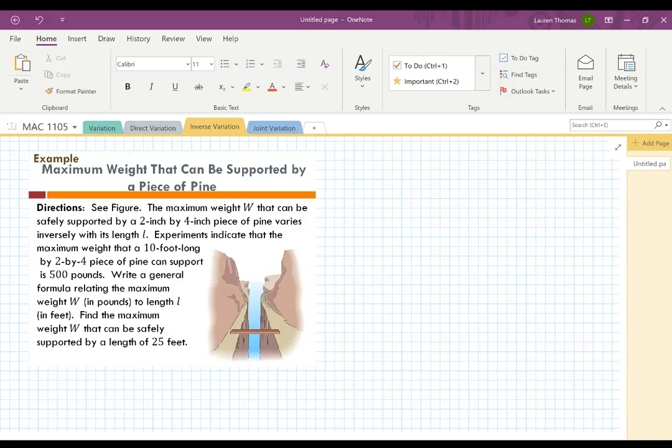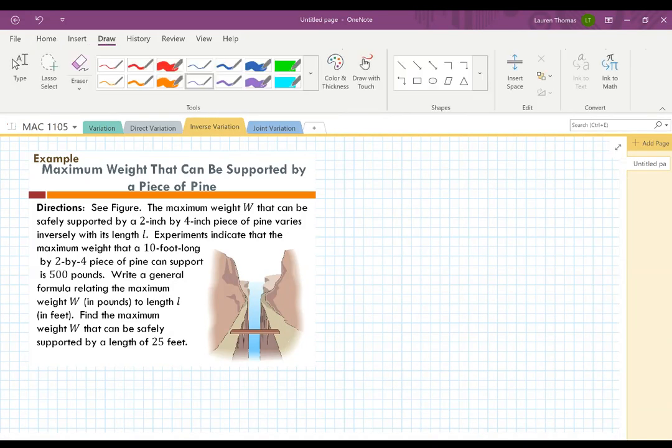So the maximum weight W that can be safely supported by a 2-inch by 4-inch piece of pine varies inversely with its length L. Experiments indicate that the maximum weight that a 10-foot long 2 by 4 piece of pine can support is 500 pounds. Write a general formula relating the maximum weight W in pounds to length L in feet. Find the maximum weight W that can be safely supported by a length of 25 feet.